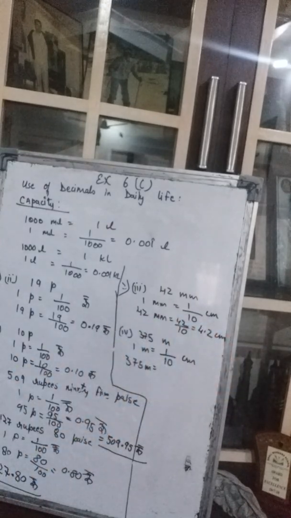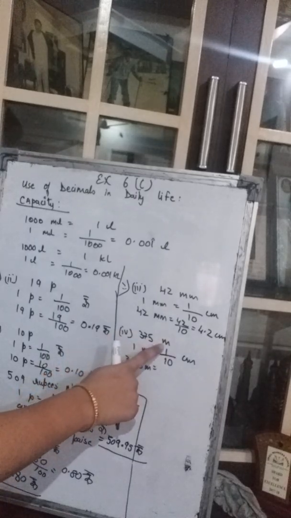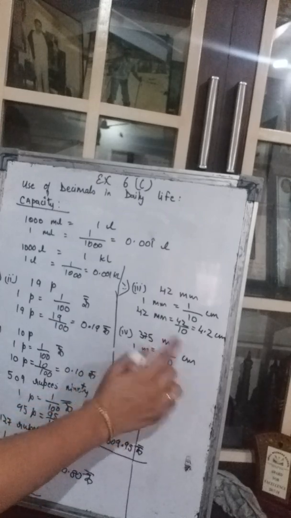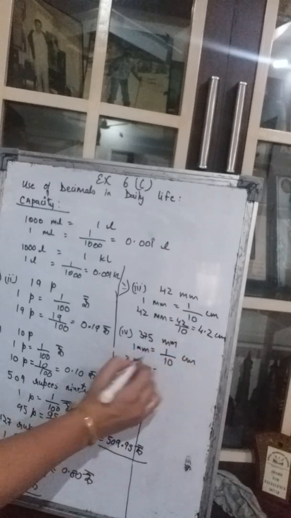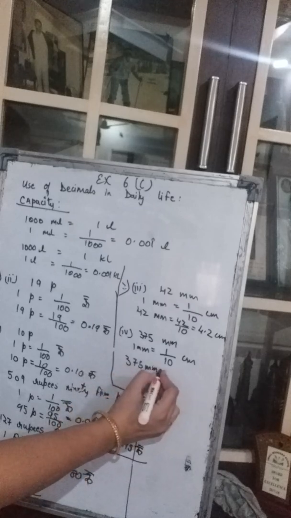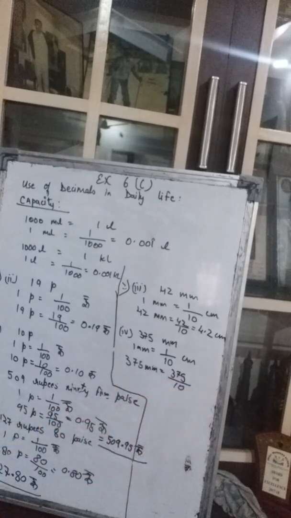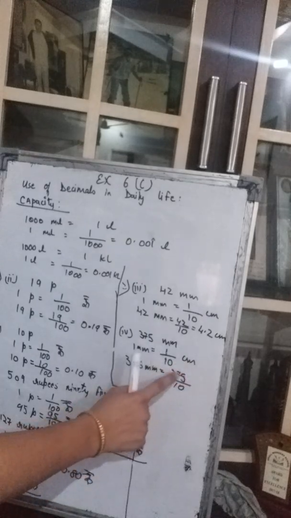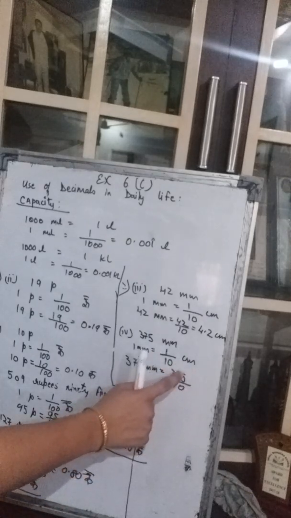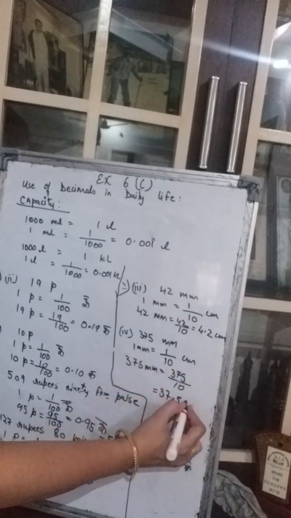Is that clear? Now fourth part is 375 millimeter. Sorry, this is millimeter. So 1 millimeter is equal to 1 upon 10 centimeter. 375 millimeter will be equal to 375 upon 10. Got it? So how many zeros are there? Only 1 zero. So decimal will come before this digit, before 5. Okay. So it will be equal to 37.5 centimeter.